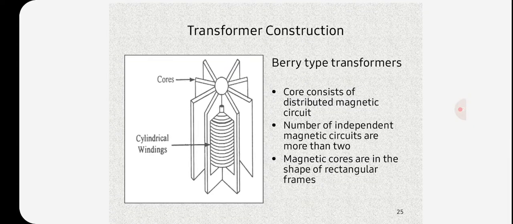Next we go for Berry type transformers. So in this, the distributed paths of the magnetic field are used. One limb of all the cores passes through the center of the windings. The width of the core inside the coil is less than the width of the limb outside the winding. These are used to obtain variable voltage.